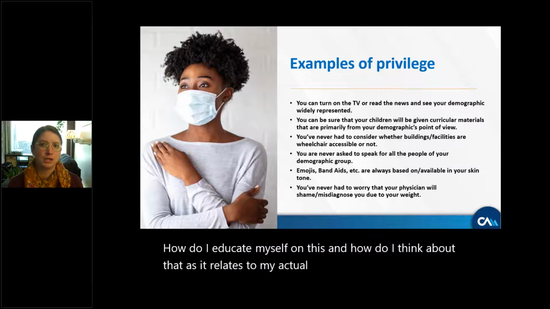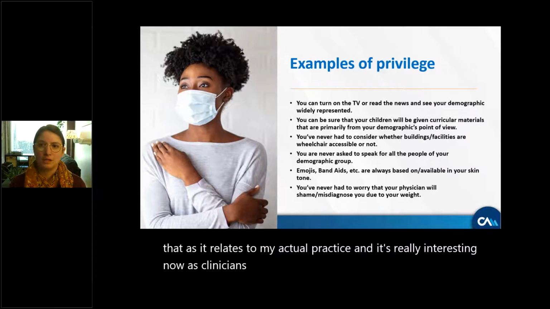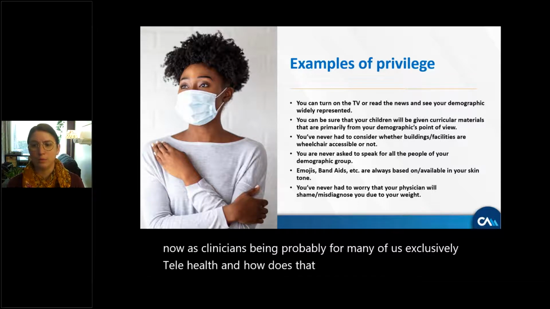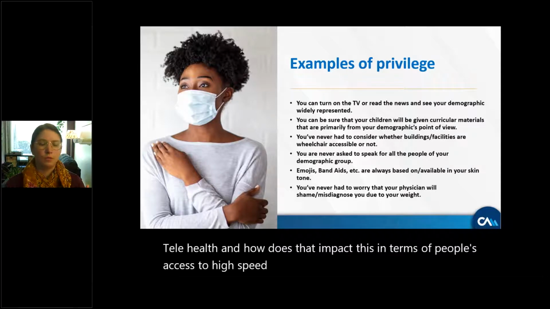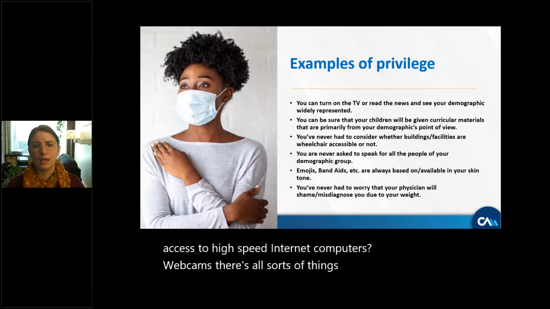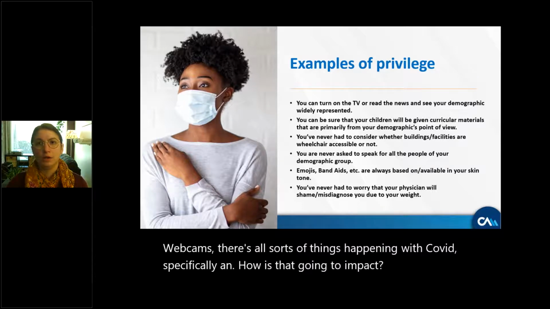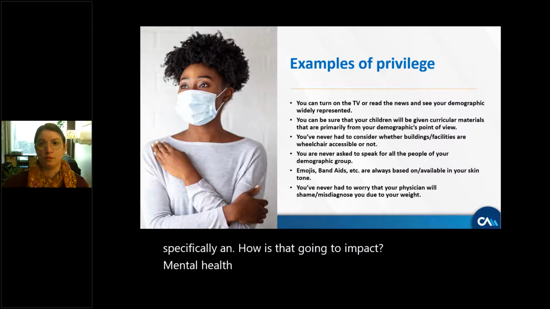And it's really interesting now, as clinicians, being probably for many of us exclusively telehealth, and how does that impact this in terms of people's access to high-speed internet, computers, webcams? You know, there's all sorts of things happening with COVID specifically, and how is that going to impact mental health treatment, and a lot of medical treatment even beyond COVID?